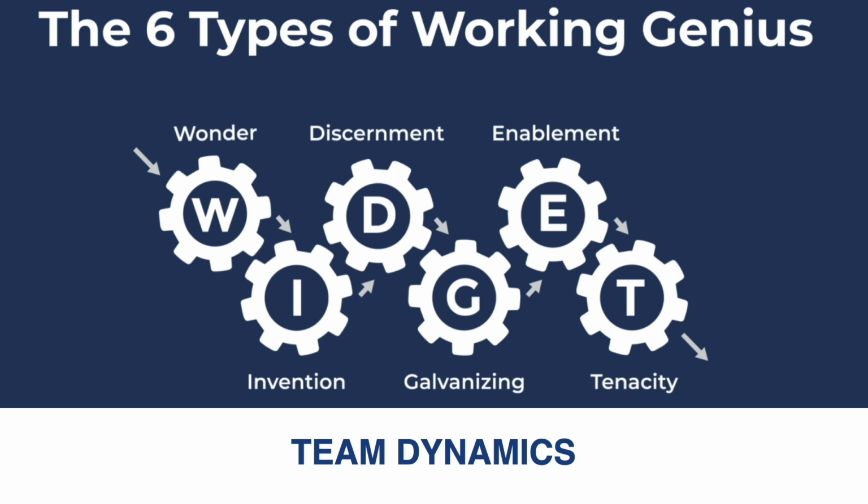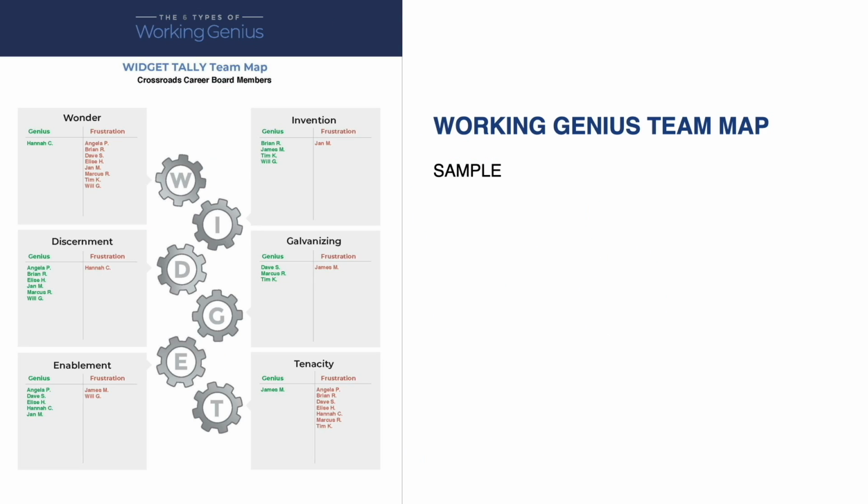And one of the things I think really sets the working genius apart from some of the other models is the team dynamics. It's like, how do you get the different team members to work together based on their working geniuses? One of the benefits of the working genius model is something called the working genius team map, and what you're looking at here is a sample. You see all of the working geniuses, you see a box for each one. They're separated by the responsive geniuses on the left and the disruptive geniuses on the right.